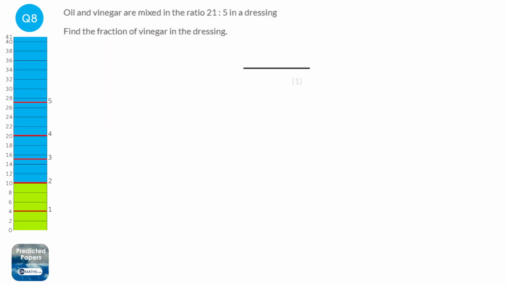So we've got to first of all work out how many parts there are altogether. So oil has 21 parts, vinegar has 5, so altogether there's 21 plus 5, which is 26 parts.